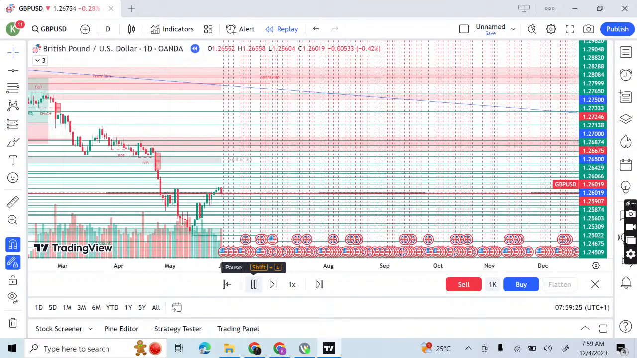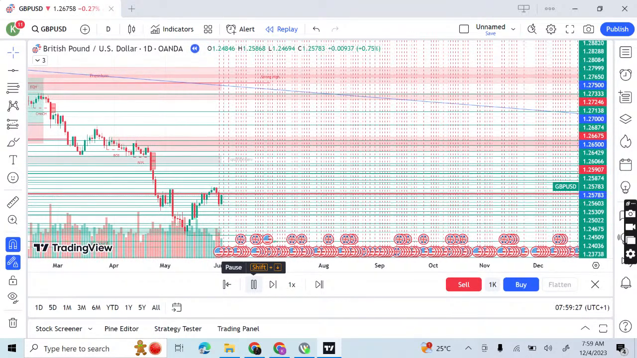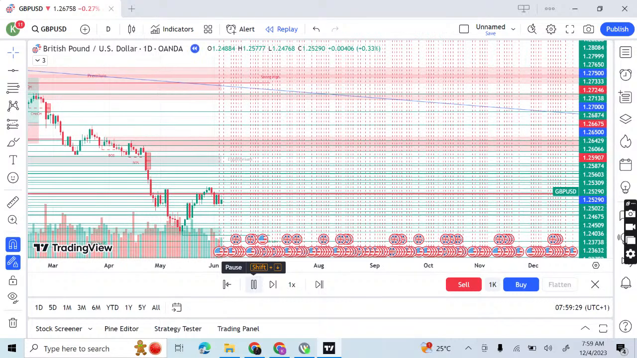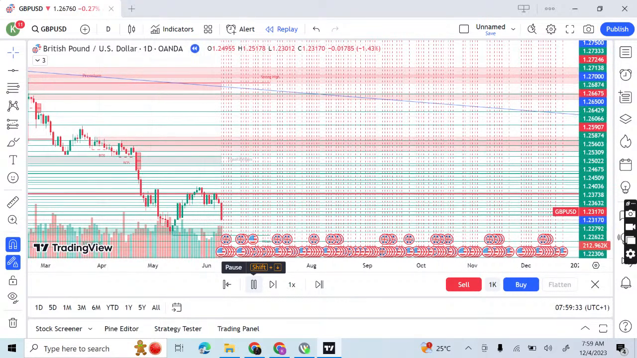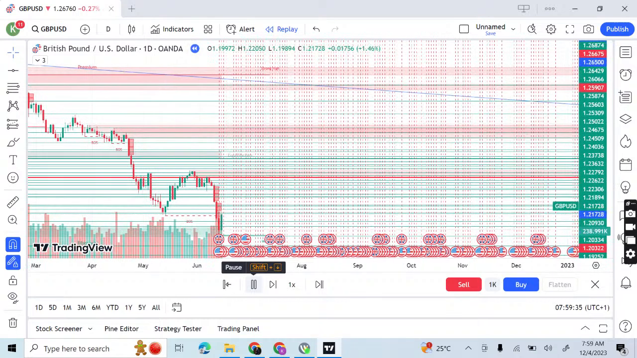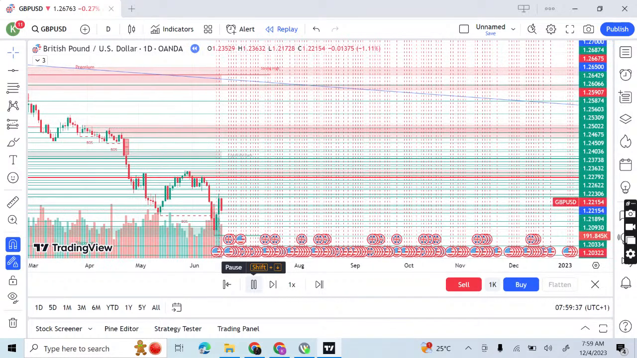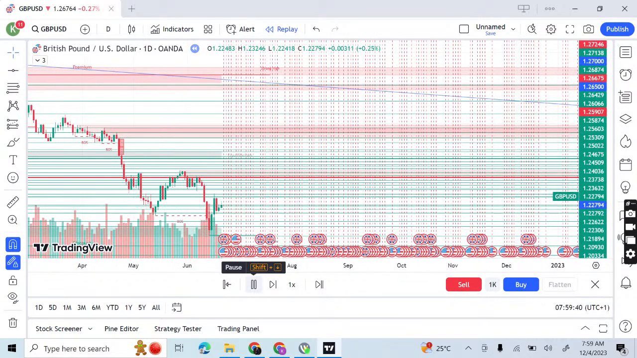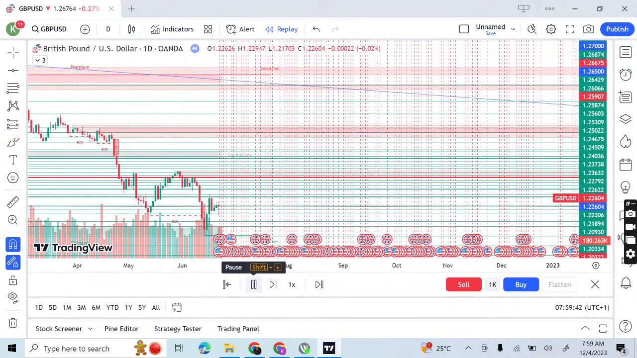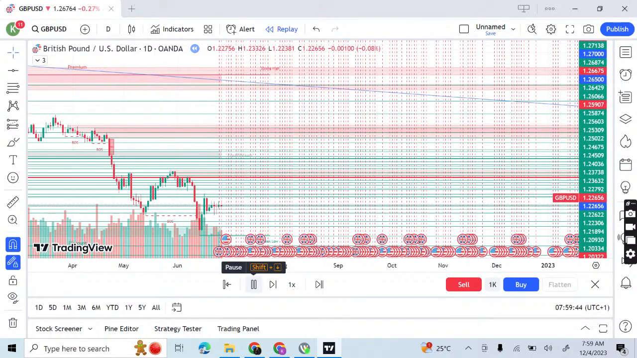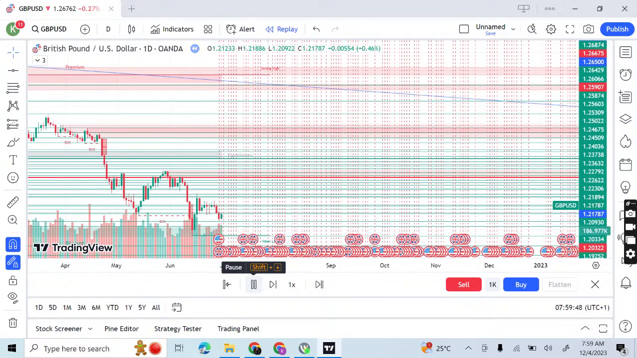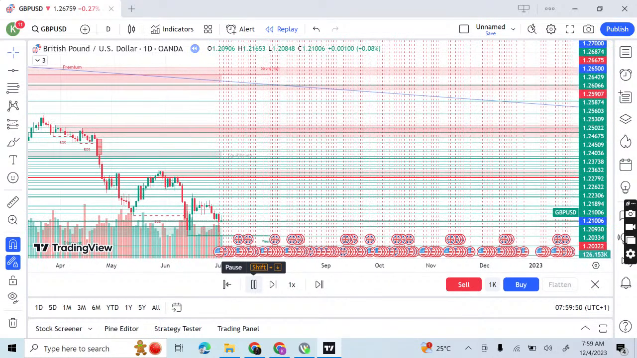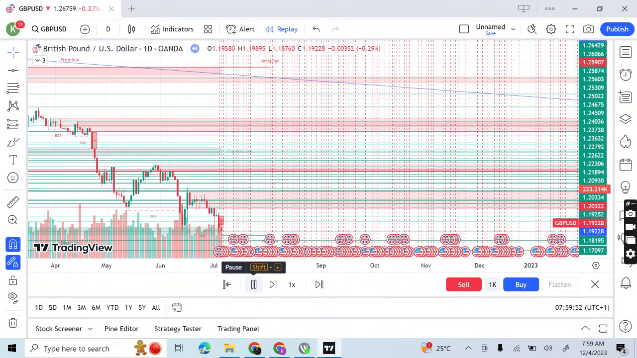Alright, that's our change of character, but it's not yet fully formed. So you see, we didn't enter because it wasn't fully formed. So we have to wait. In forex trading, you have to be patient. You don't need to be in a hurry to go into the market. So we have to wait for our factors to play out as expected.